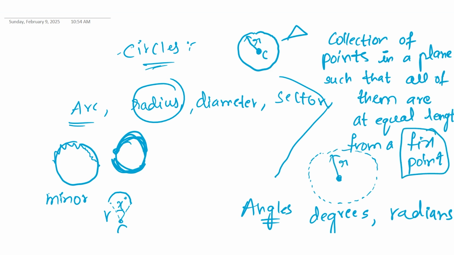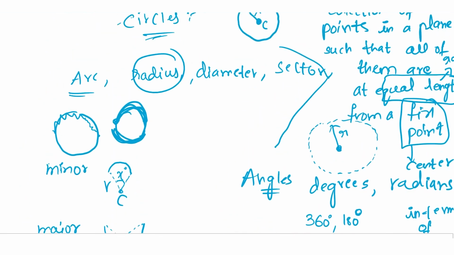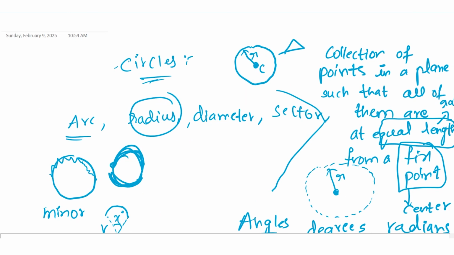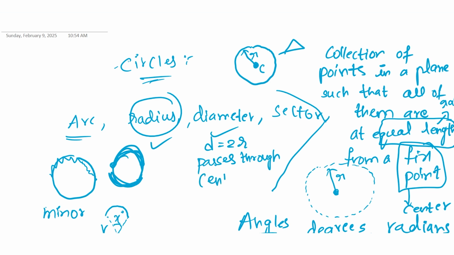So this fixed point in this definition is the center, and this length is the radius. So that is what it means by a circle. This is about the radius, and the diameter is 2 radii. d is equal to 2r, twice the radius. The diameter passes through the center point.